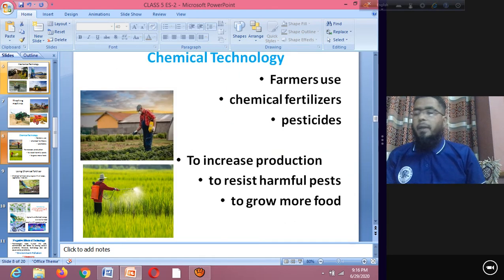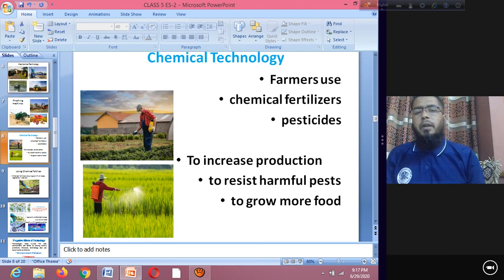In the case of chemical technology, we know farmers use chemical fertilizers and pesticides. Pesticides means to remove pests. They are using chemical fertilizers. They are using pesticides in the field. So these are the two pictures of those.